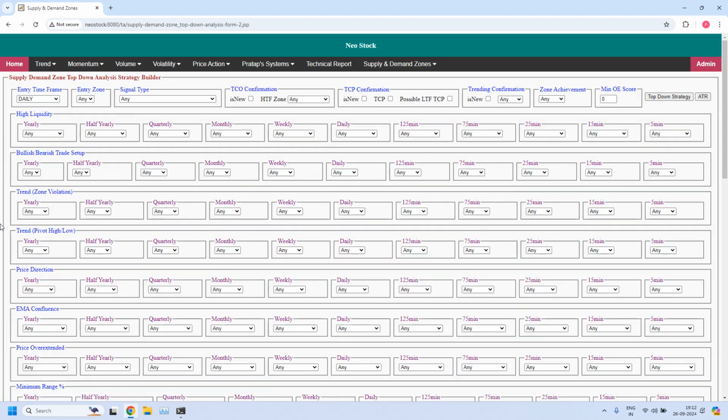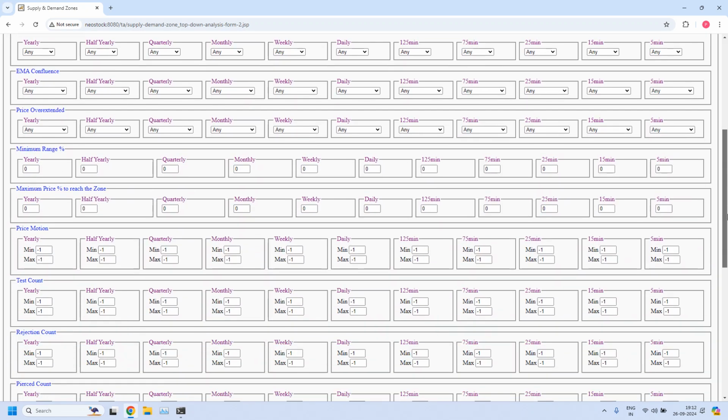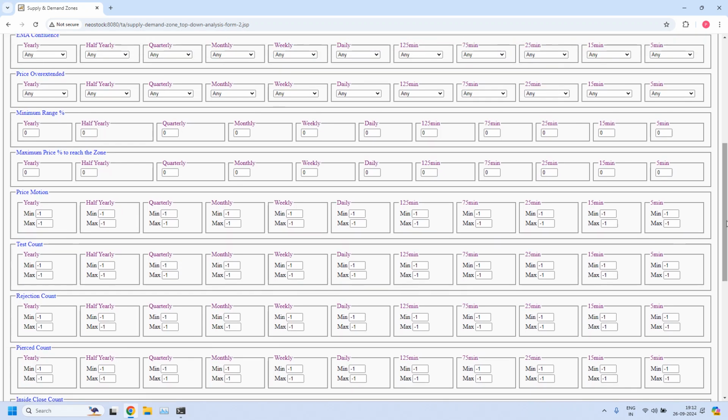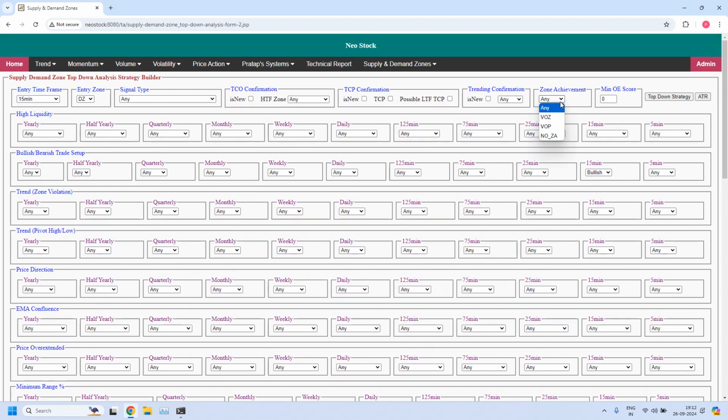The next income trade is daily income trade. Let's start with daily income trade, bullish trade setup. Entry time frame is 15 minutes. Entry zone is demand zone. In bullish or bearish trade setup at 15 minutes, I am selecting bullish. And this 15 minute demand zone should not be pierced. So in the pierced count at 15 minutes time frame, I am setting minimum value 0, maximum value 0. Zone achievement violated opposing zone, minimum odd and enhancer score should be 12. All the 3 filters are applied to the 15 minute demand zone.